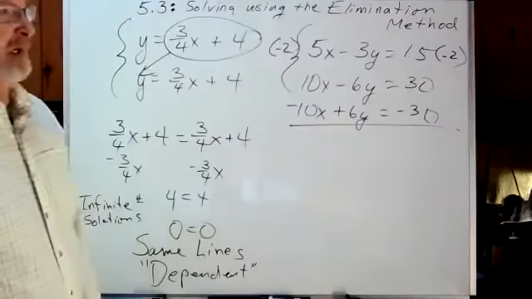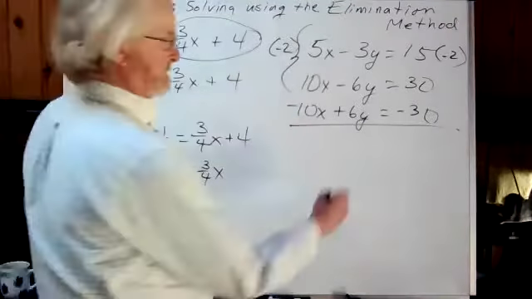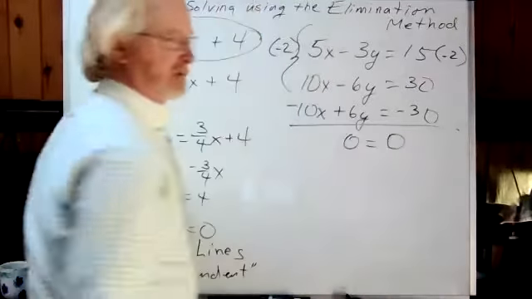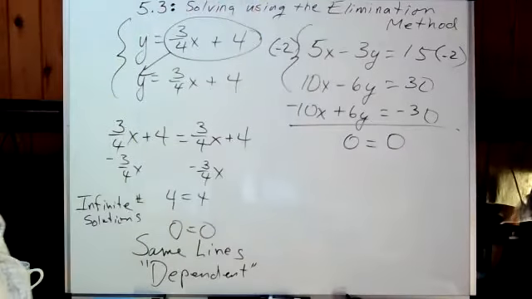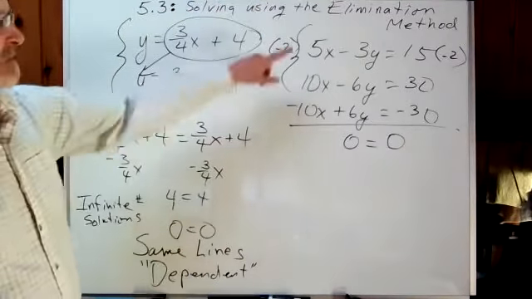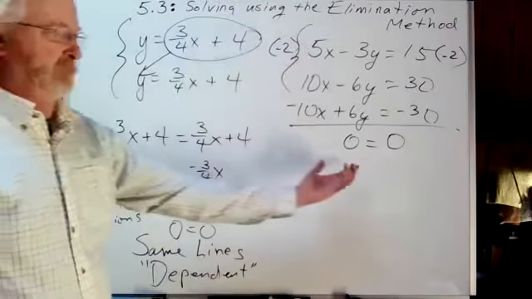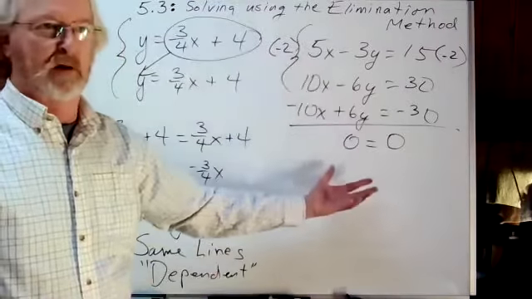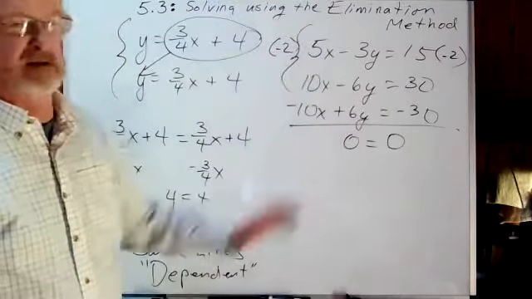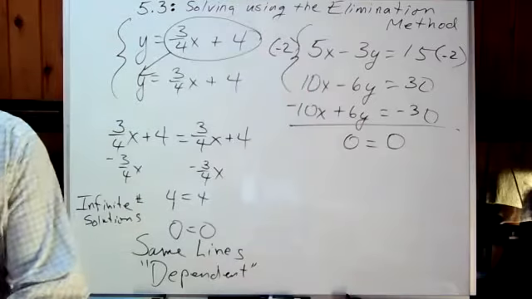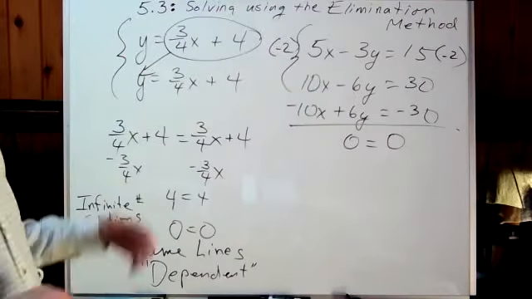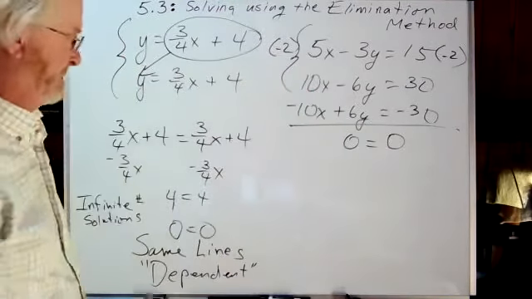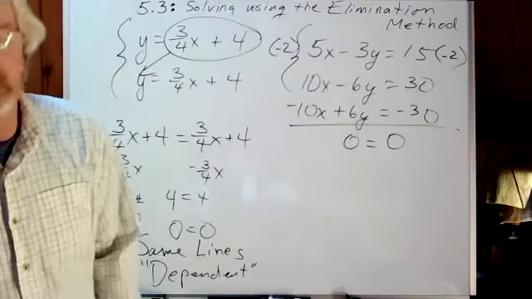right, and use my elimination method, they all cancel out. And I still get to that kind of statement. Again, for dependent lines, the same lines, it boils down to an always true without variables, 0 equals 0 kind of statement. So that's what happens for dependent lines, same equations.